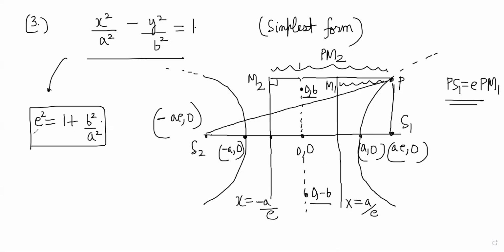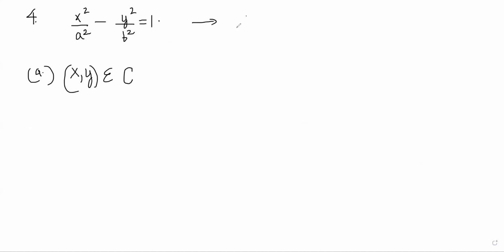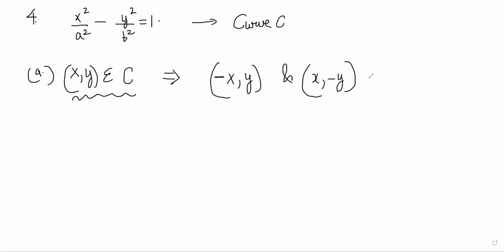Now let's try and understand some of the basic properties of this equation, x square by a square minus y square by b square equals 1. So first of all, you should realize that if (x, y) belongs to the curve C, let's call this the curve C, it implies that (minus x, y) and (x, minus y) also belong to C. So basically the curve is symmetric about both the x and y axis.